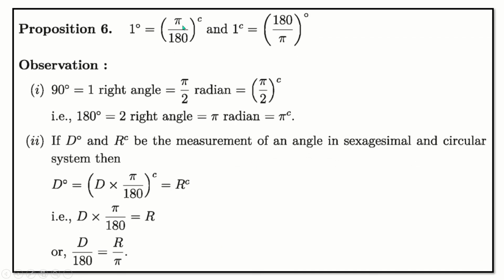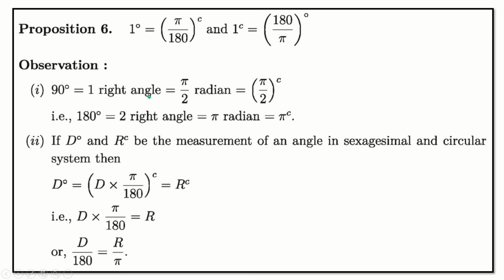Proposition 6: 1 degree is equal to pi by 180, and 1 radian is equal to 180 by pi degrees. Observation: 90 degrees is equal to 1 right angle, which is equal to pi by 2 radians. Or 180 degrees is equal to 2 right angles.